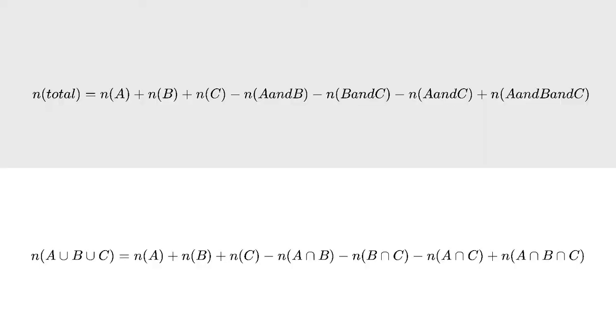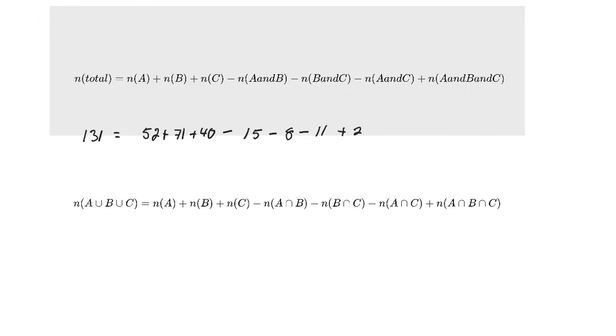So here's the formula, again with the intersections and the unions. And in both cases, the total of 131 is equal to 52 in A plus 71 in B plus 40 in C. Subtract out A and B, B and C, A and C, and add back in A and B and C. And whether you're using words or symbols, both sides will balance to 131.